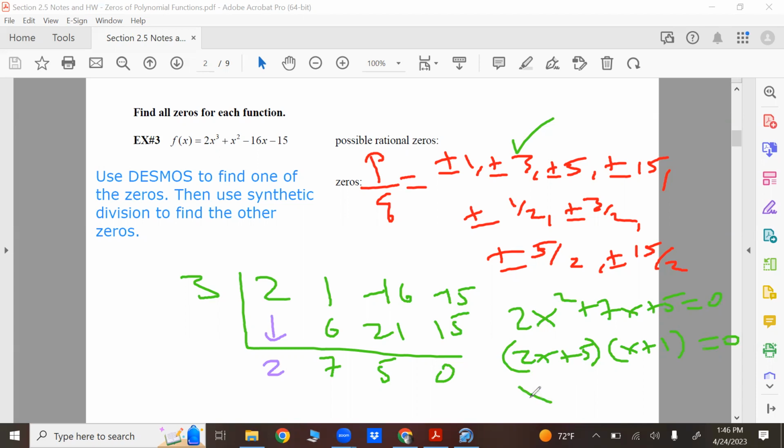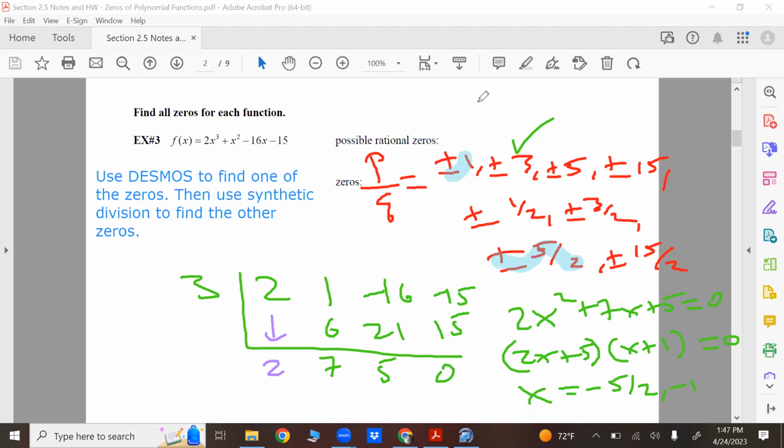Your answer is negative 5/2. And of course, negative 1. Definitely negative 5/2, I see right here. And definitely negative 1, I see right here. Right? Numbers that aren't zeros, do those mean anything? Do those look like anything on the graph? No, they're just random. They mean nothing. They're meaningless.